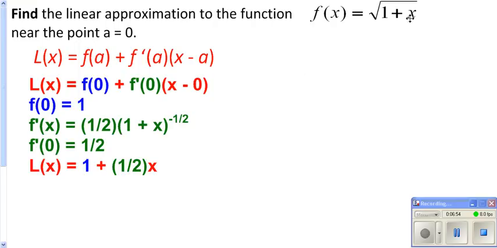If I plug in a half up here, I get the square root of 3 halves, which would be the square root of 3 over the square root of 2. Rationalize that, I get the square root of 6 over 2. I don't really know that approximation off the top of my head. By the way, if you did do that approximation, it would be close to what we had down here, 1 1/4.